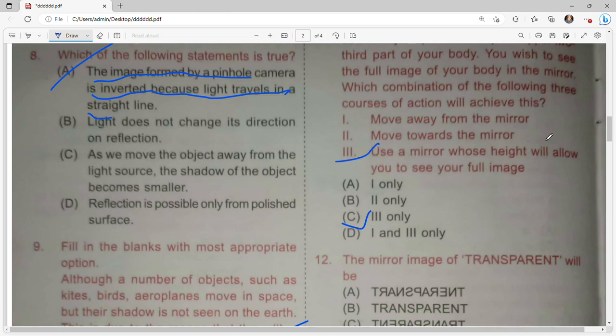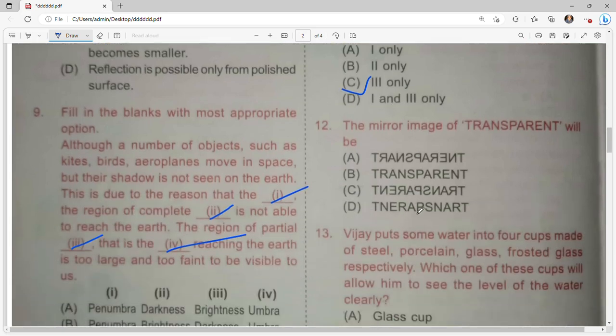This is because to see the entire length of your body reflected in the mirror, you should use a mirror whose height will allow you to see your full image. Next is the mirror image of transparent will be the correct answer for your 12th is option C, which is this part.